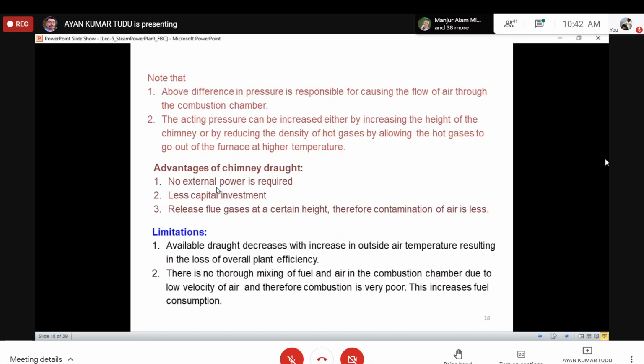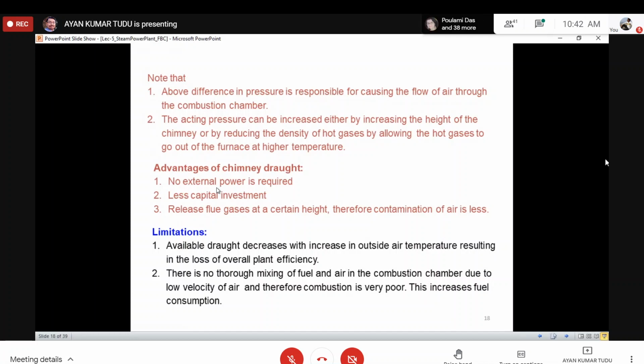Okay, so advantages is no external power is required, a very less capital investment, and the release of flue gases at a certain height. Therefore, contamination of air is very less. Whereas the limitations are that the available draught decreases with increase in outside air temperature, resulting in the loss of the overall plant efficiency.